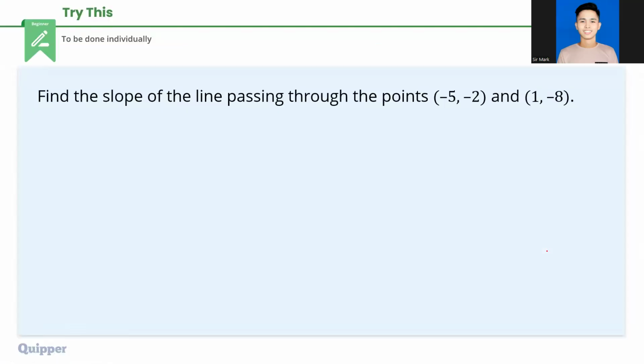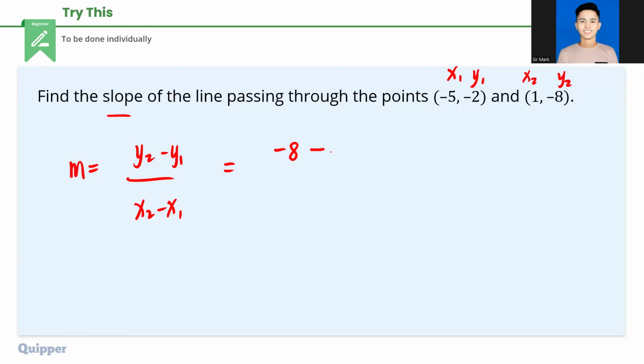Okay, another set of examples. We're about to be finished. So we have x sub 1, y sub 1, x sub 2, y sub 2. Solve for the slope. How do we do that? You write the formula. Y sub 2 minus y sub 1 over x sub 2 minus x sub 1. And then you do substitution. Y sub 2 is negative 8, minus y sub 1 is negative 2, divided by x sub 2 is 1, and x sub 1 is negative 5.